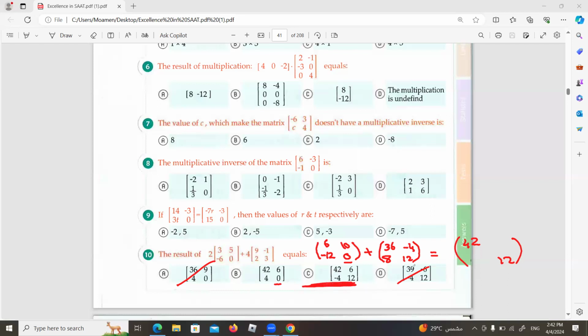I need to complete to be sure that our answer is right. 10 plus negative 4 equals 6, and negative 12 plus 8 equals negative 4. So the answer will be letter C, as we said from the beginning, and this is our answer. This is the end of the session for the matrix.